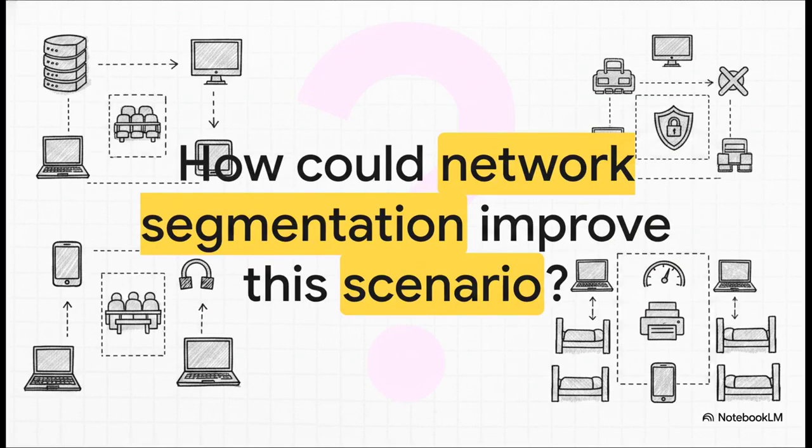So, knowing what we know now, how could network segmentation swoop in and improve both performance and security in this specific college scenario? Think back to those logical walls we talked about earlier. How would you divide this whole mess up using subnets or VLANs to solve these issues?